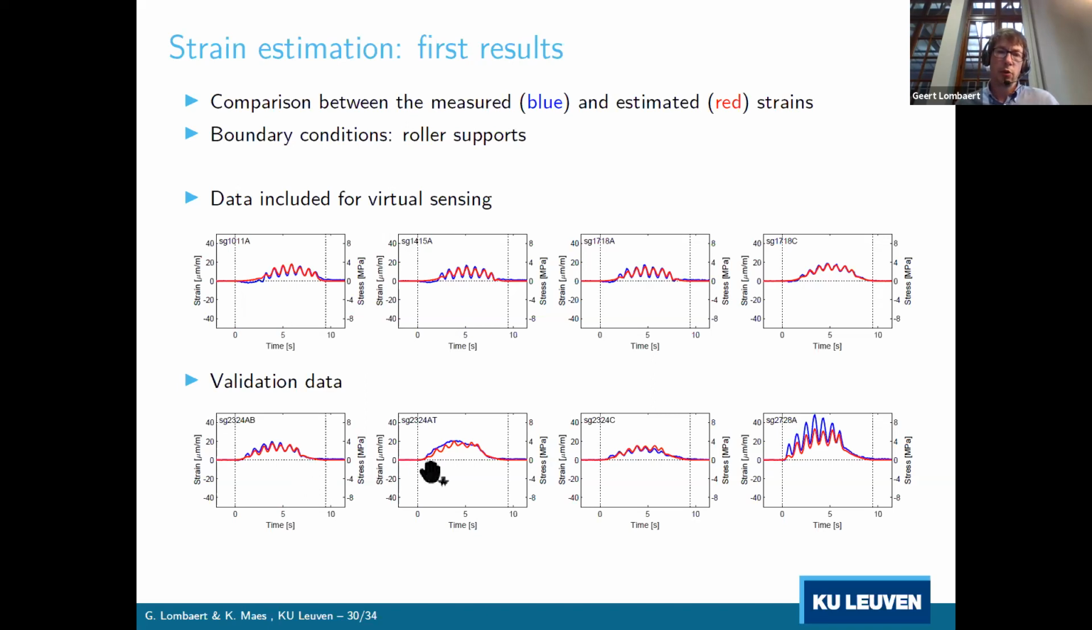So these are strains that we predict and then compare with the actual measured strains. And you can see that here the agreement is not very bad, but you can see some discrepancies in those estimations. Now, this puzzled us for some time, and then what we finally noticed was that the boundary conditions, which we assumed to be perfect roller supports here, were not behaving as we expected.